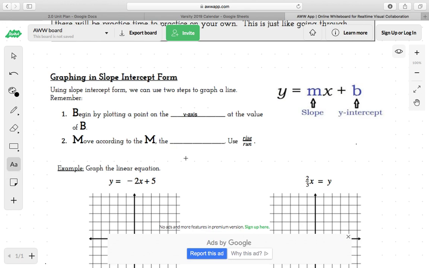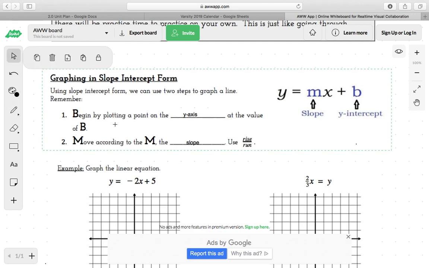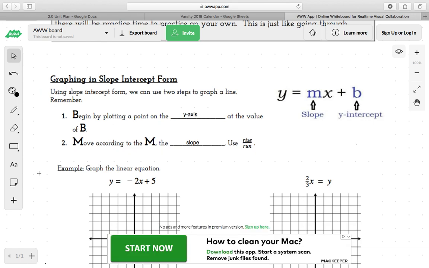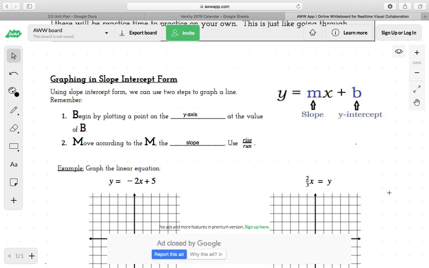Once we have that point on our y-axis, we want to move according to our m, and m is our slope. And when we move according to m, we use rise over run. I'm just going to shift this down so we can see. And our rise is up and down, and our run is left or right. And so we're going to go through some examples together. Once we have those 2 points, we can use our slope again from that new point and keep going until we have a few points and we can accurately draw our line.